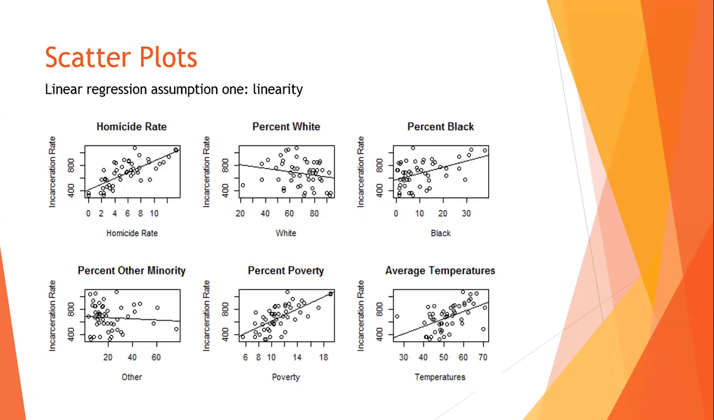I also wanted to include scatter plots to show the relationship between each variable and incarceration rate. As you can see, there is a positive relationship between homicide rate and incarceration rate, the Black population and incarceration rate, temperatures and incarceration rate, and poverty and incarceration rate. But there tends to be a slight negative relationship between the other minorities and incarceration rate, and white population and incarceration rate.